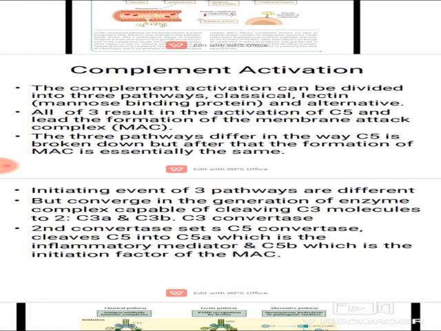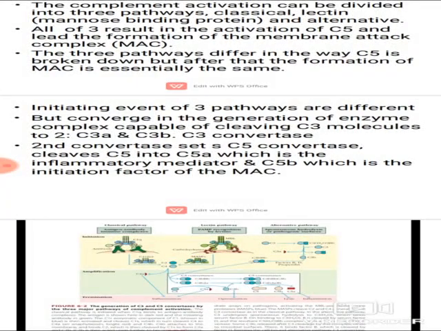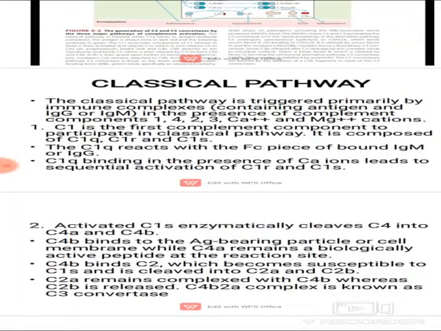The initiating events of the 3 pathways are different, but they converge in the generation of an enzyme complex capable of cleaving C3 molecules into C3a and C3b by C3 convertase, and a second convertase, C5 convertase, cleaves C5 into C5a, which is the inflammatory mediator, and C5b, which is the initiating factor of the MAC. First we are going to talk about the classical pathway.